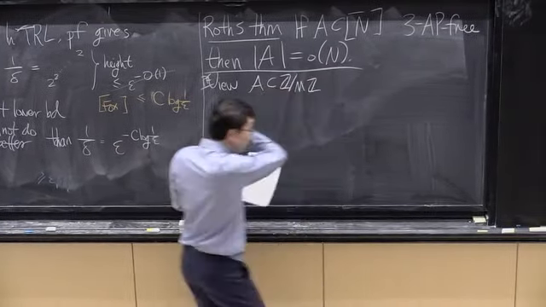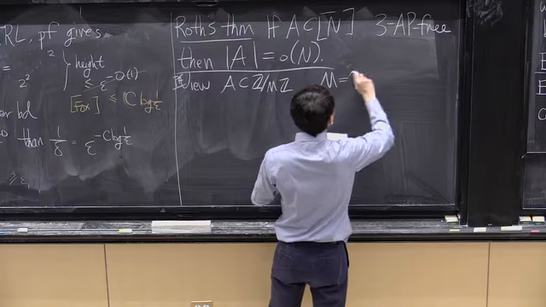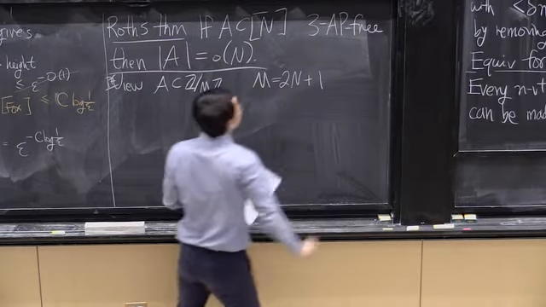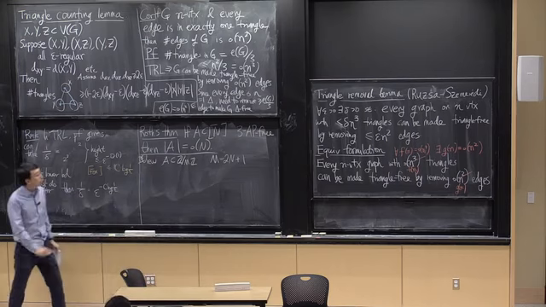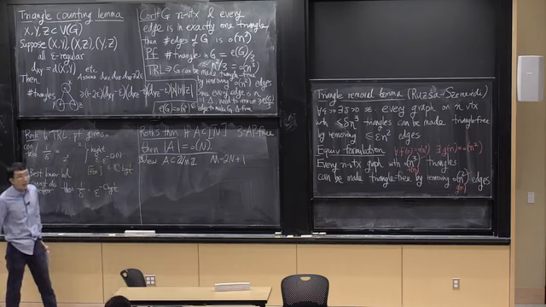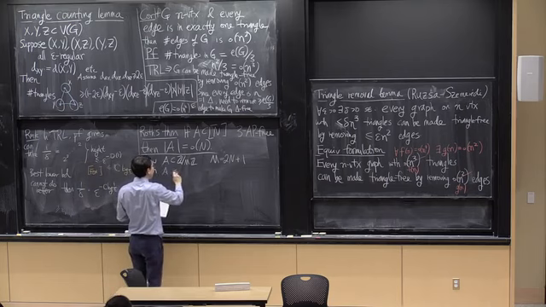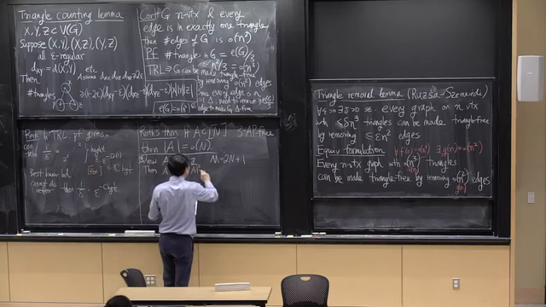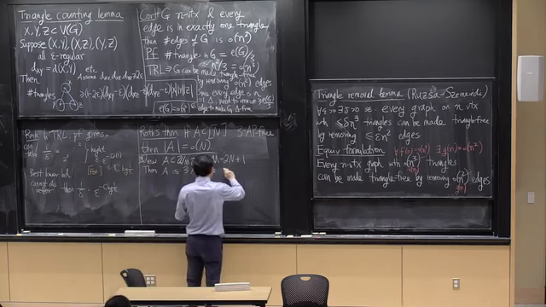Because there's more, I don't have to worry about edge cases so much when you're working in a cyclic group. Here I take m to be 2n plus 1, so having it odd makes my life a bit simpler. Then if A is a 3AP free subset of 1 through n, then I claim that A, now sitting inside the cyclic group, is also 3AP free. Okay, so it's a subset of Z mod m.